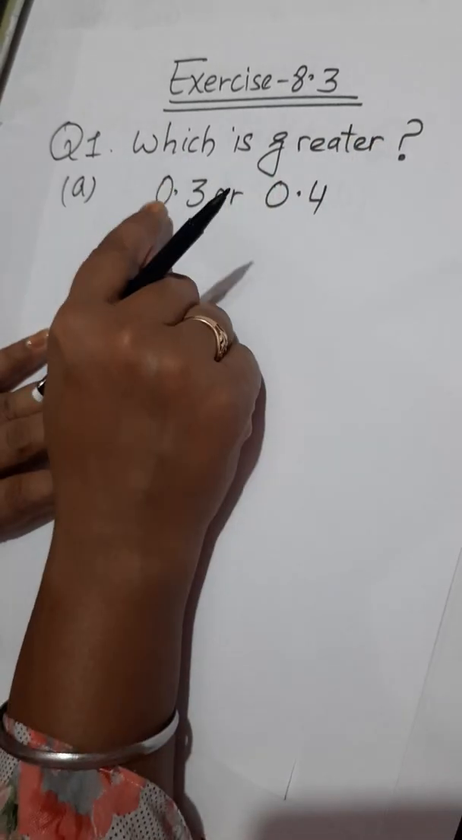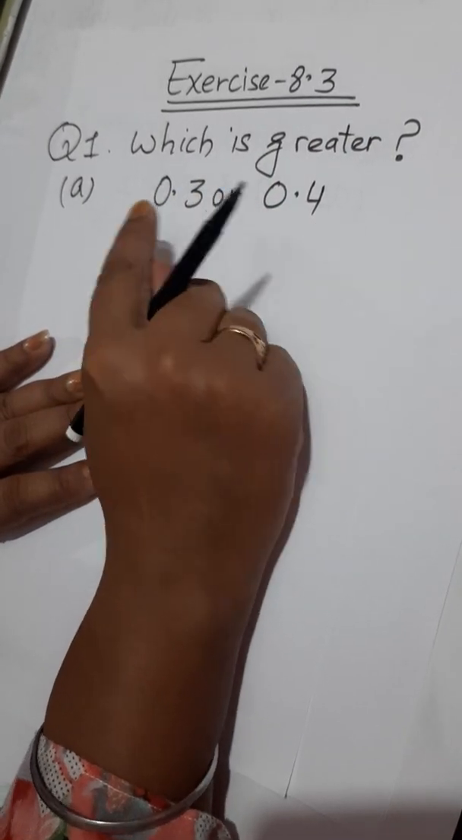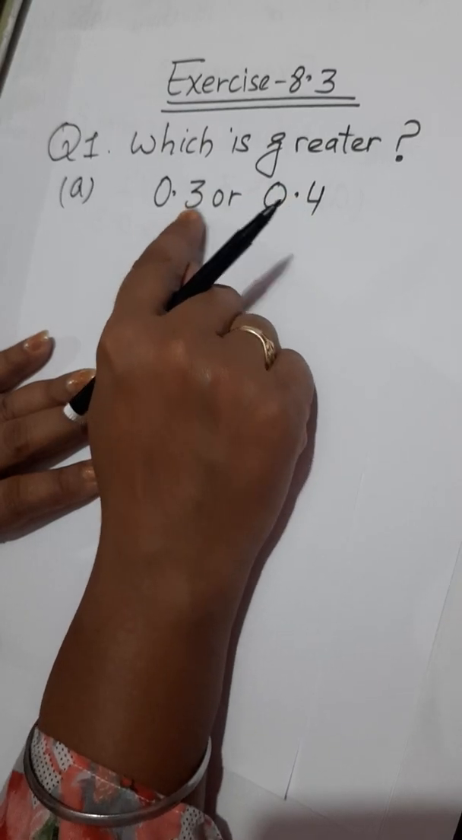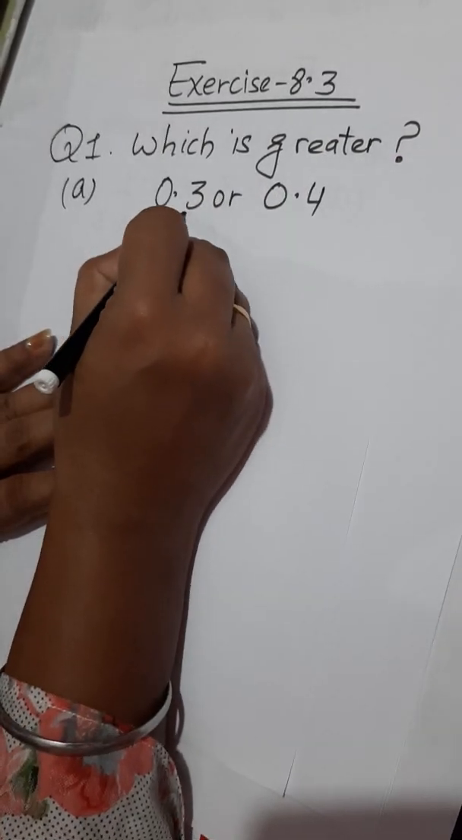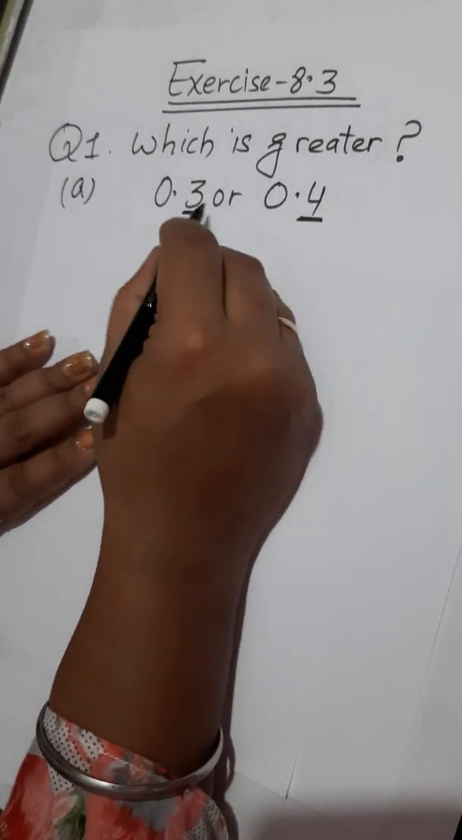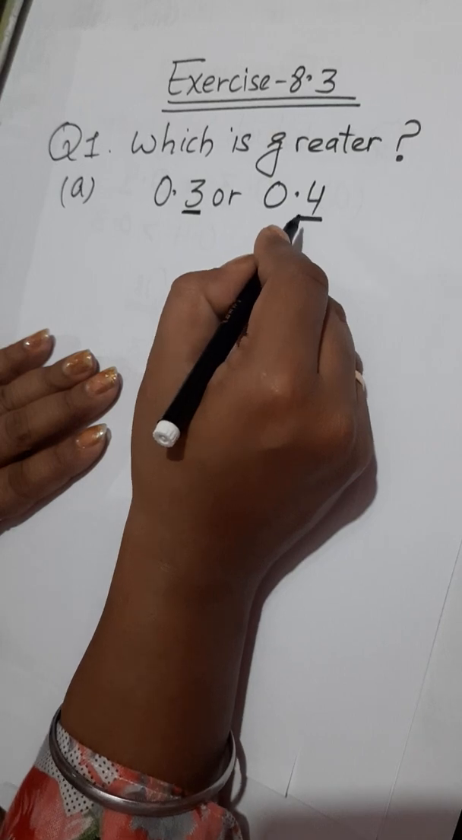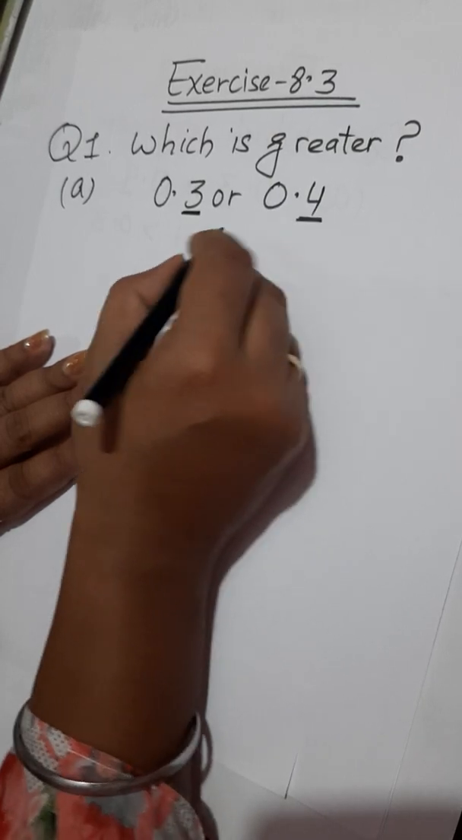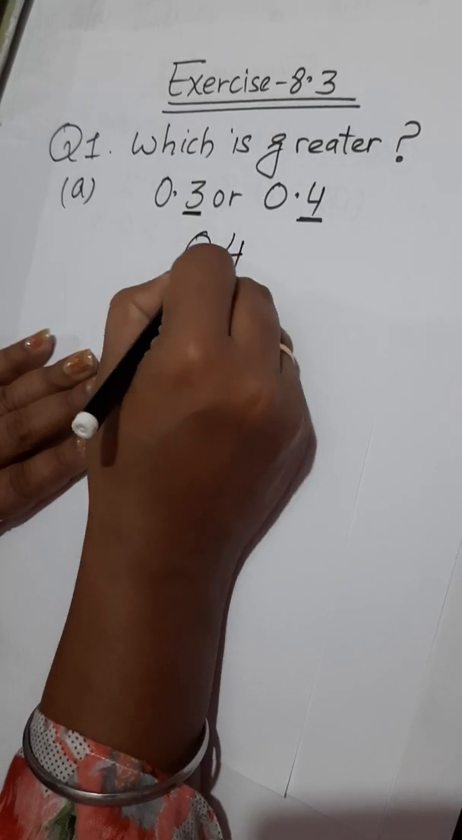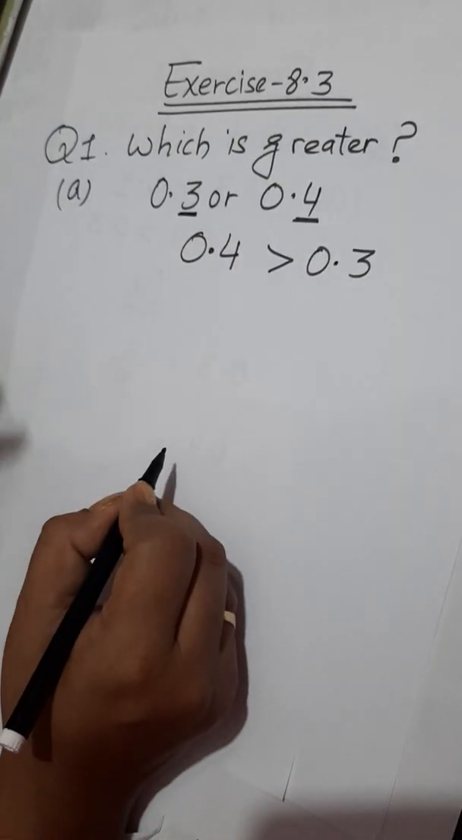Now in this question, whole parts are the same. Here the whole part is 0, here the whole part is 0. If whole parts are the same, we compare the 10th place. Here the 10th place is 3, here the 10th place is 4. So it is very clear, as the question is which is greater, the number with the greater digit at the 10th place is greater. So I will write 0.4 is greater than 0.3.